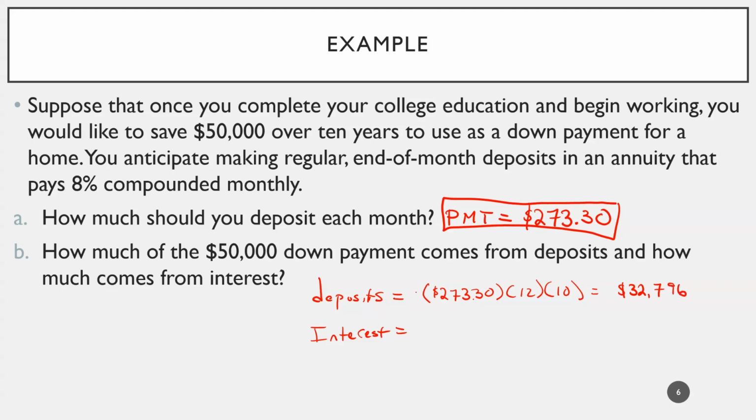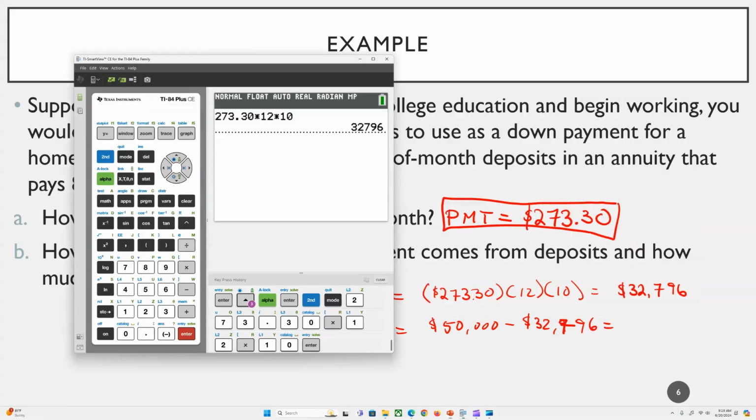So how much came from interest? Well, I have $50,000 in the account. Over 10 years, I've deposited $32,796. So let's see how much I got in interest. So 50,000 minus $32,796. I made $17,204 in interest.